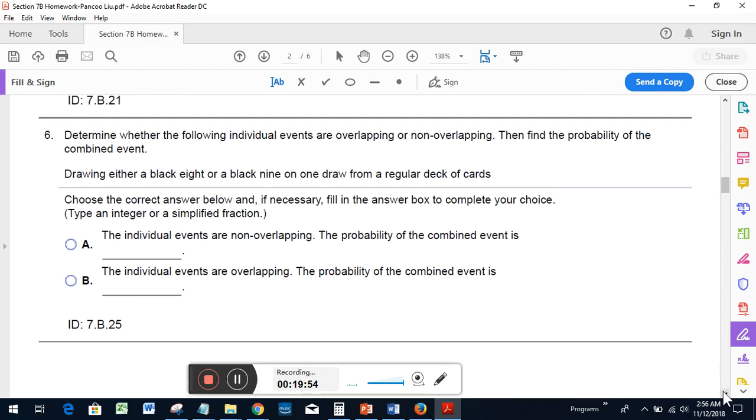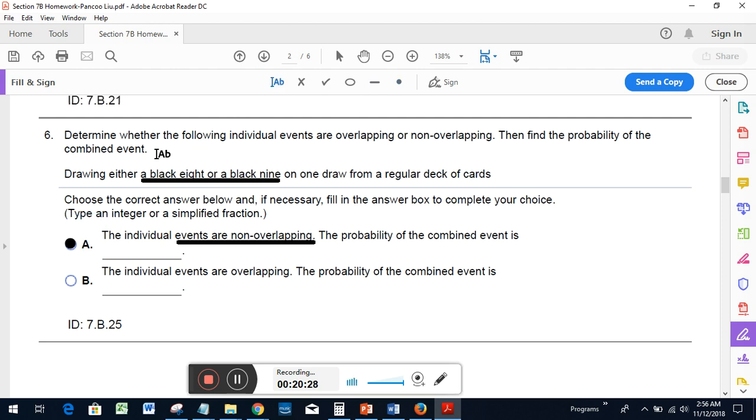Okay, let's take a look at number 6. This time we are determining if it's overlapping or non-overlapping. It says drawing either a black 8 or a black 9. Notice the keyword "or." Unlike the other problems, you did not see this keyword there. So you're going to ask yourself, can you have an 8 and a 9 on the same card? The answer is no. Since it's no, it's considered non-overlapping, and we're going to bubble in A.